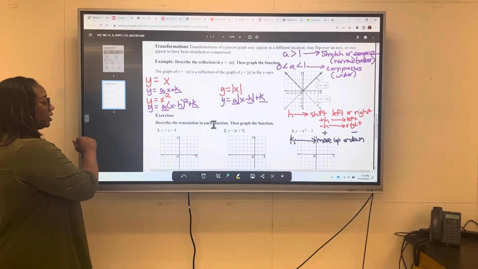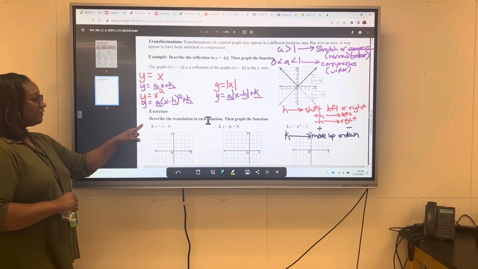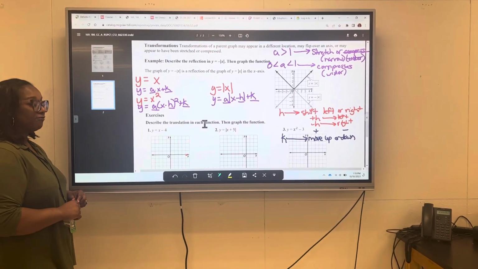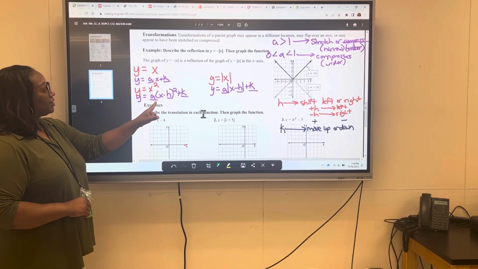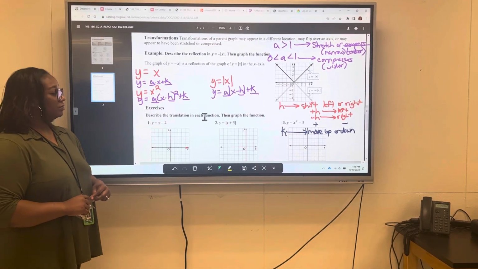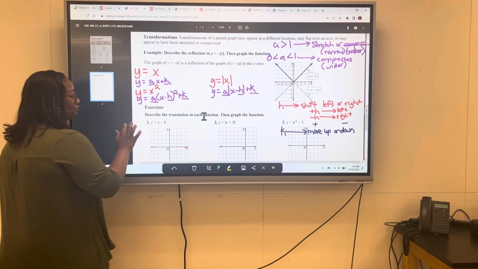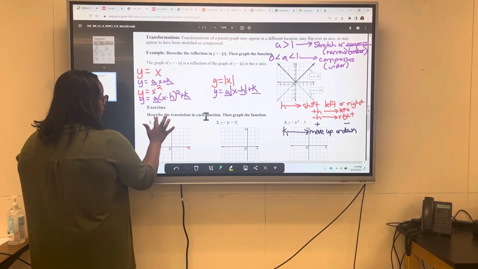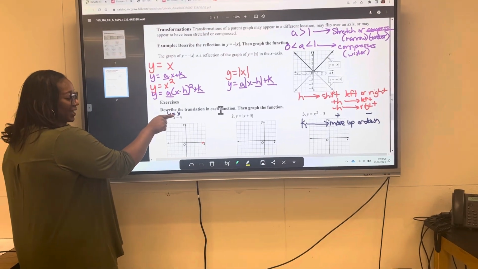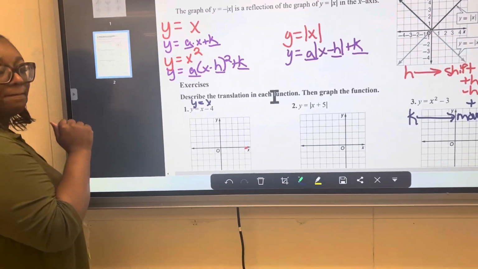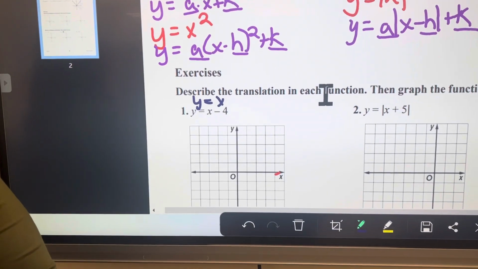So let's look at number 1. What parent function do we think number 1 came from? Linear, quadratic, or absolute value? Linear. Okay, so I'm going to write y equals x up here. So to y equals x, it added a minus 4. Would minus 4 be an H, A, or K?